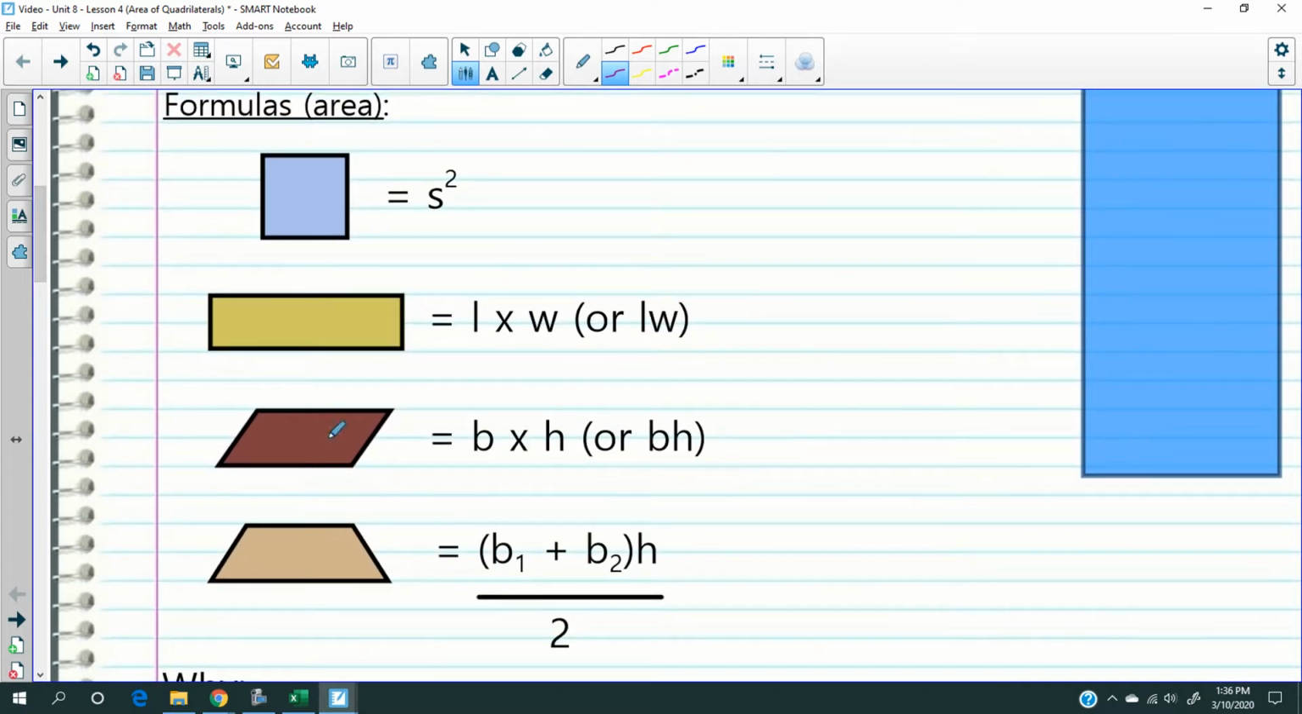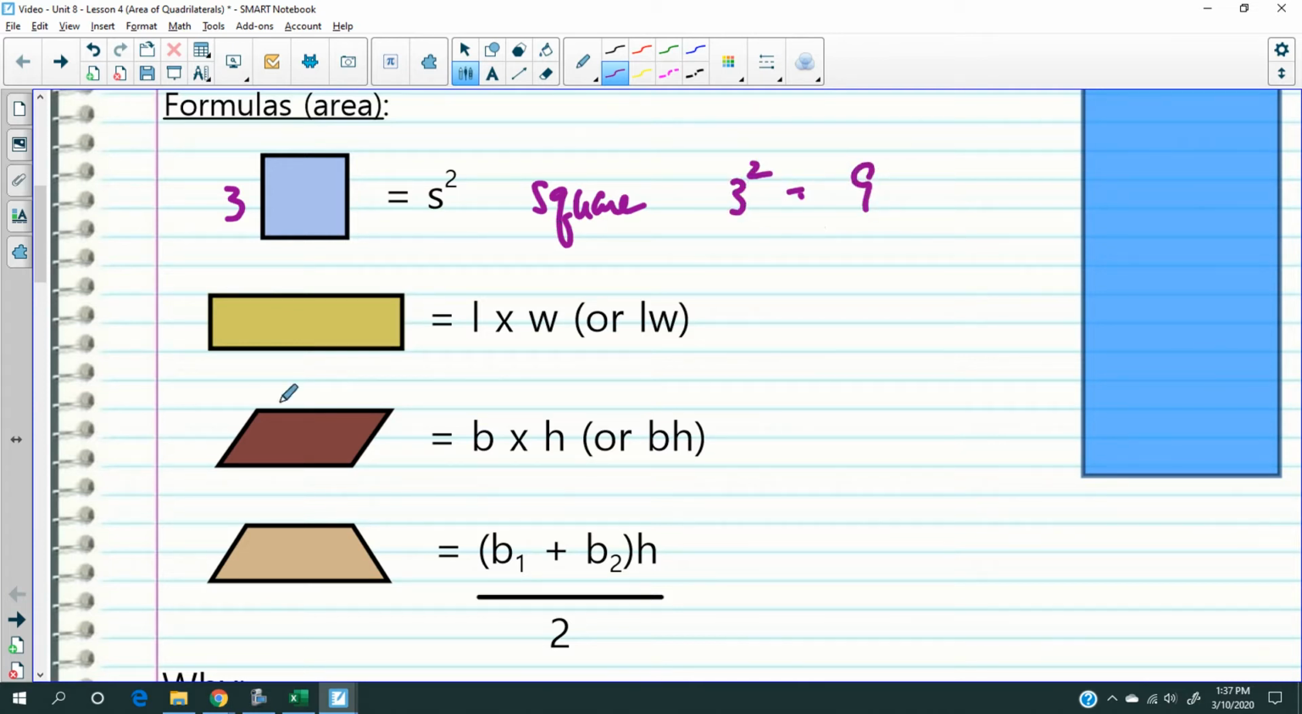So here we've got four types of quadrilaterals. The first of which should be very familiar to you: that's the square. How do you find the area of a square? You take your side, you multiply by another side, and there you have it. So for example, if one side of the square is 3, what's the area? It would be 3 squared. So what's 3 squared? 9.